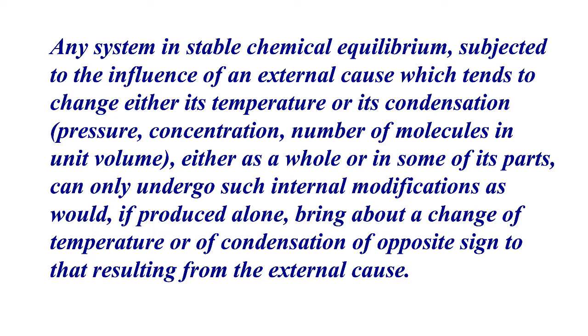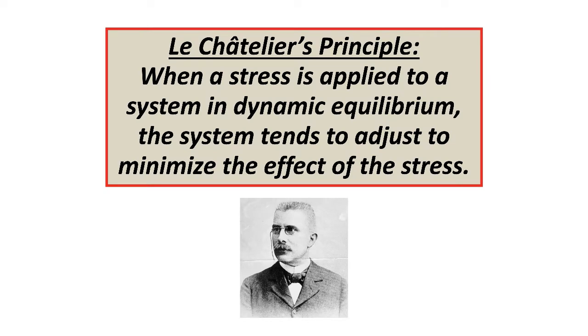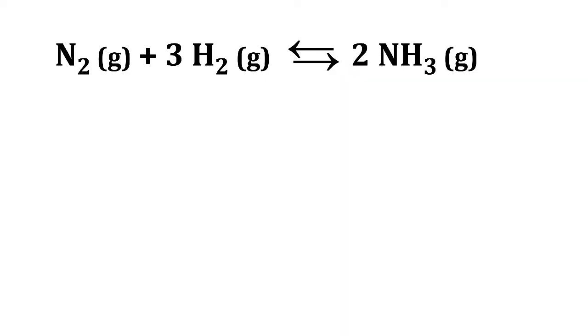Well, that's kind of a mouthful, and this was a fairly cumbersome statement, and after several iterations, Le Chatelier boiled his principle down to our modern version of what's called Le Chatelier's principle. When a stress is applied to a system that's in dynamic chemical equilibrium, the system tends to adjust to minimize or reduce the effect of the stress. It's a very simple and powerful principle, and it's maybe best seen by example, and then we'll apply it to very specific situations.